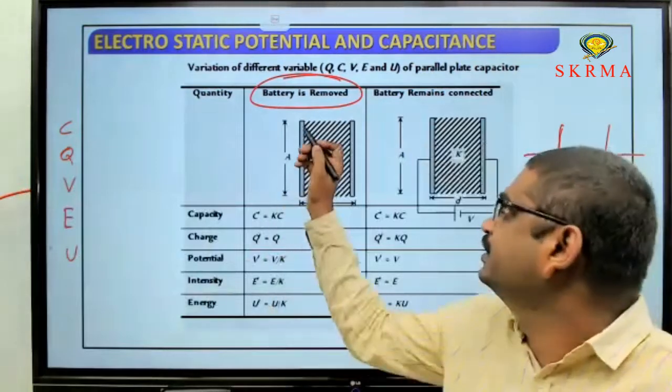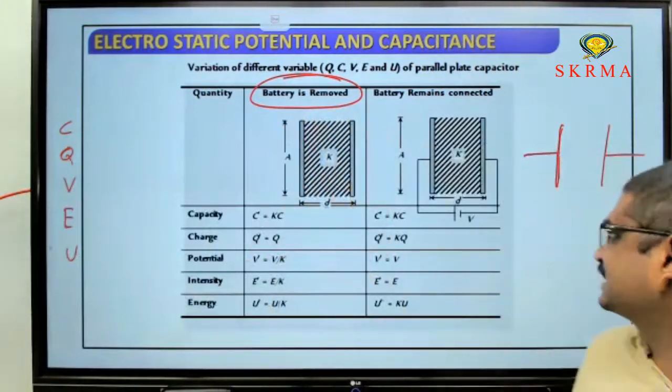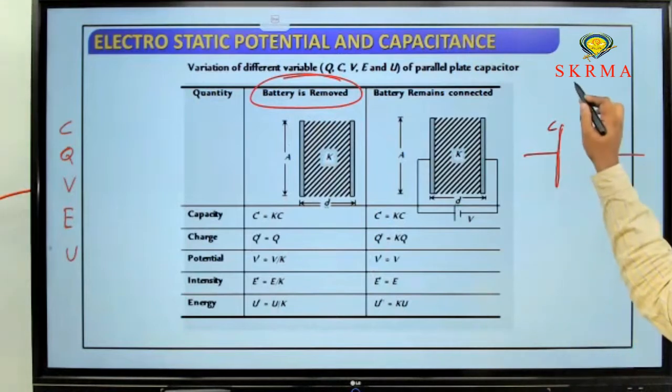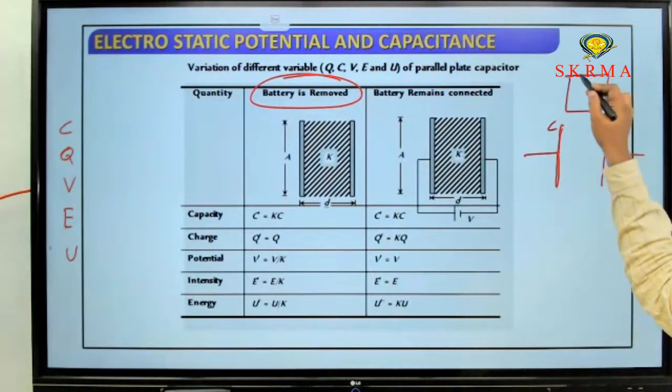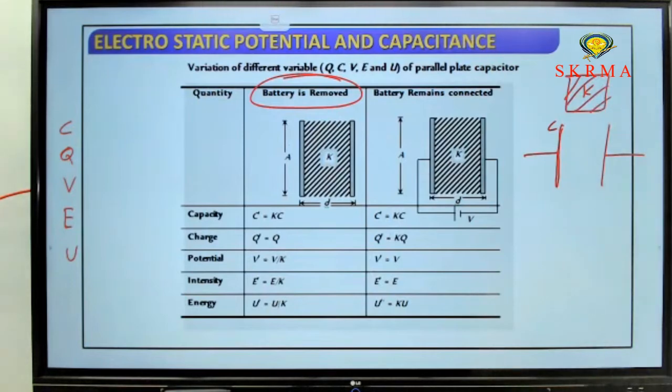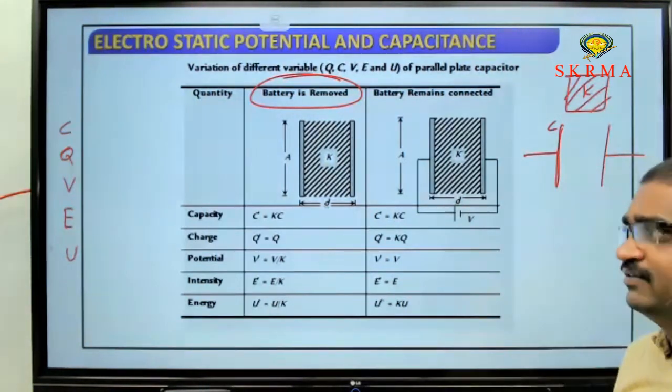Now, first one, the battery is removed. That means the battery is not connected. Only one capacitor is there, of capacitance C. I want to introduce this dielectric of constant K. This is a dielectric of constant K. I want to introduce that one.